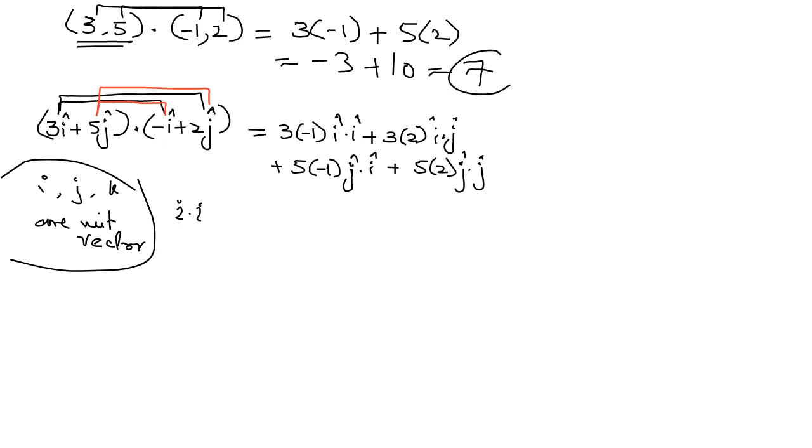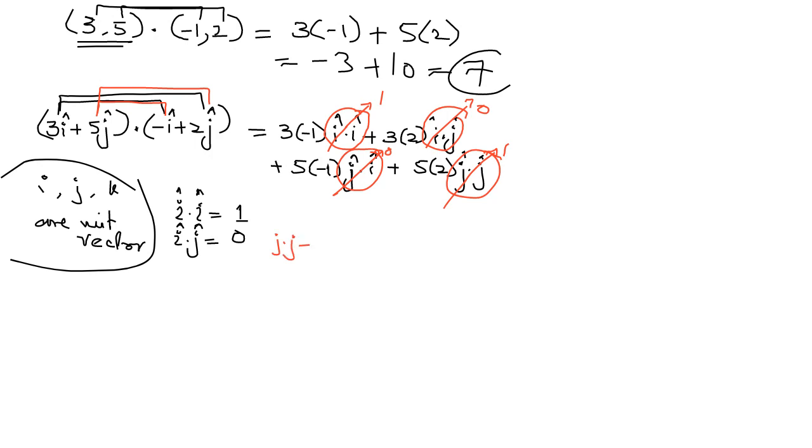So i dot i is equal to what? 1. And what about i dot j? 0. i dot j is equal to 0. j dot i is also equal to 0. j dot j is also equal to 1, because it is the same component. Likewise j dot j, i dot i, and k dot k are each equal to 1.